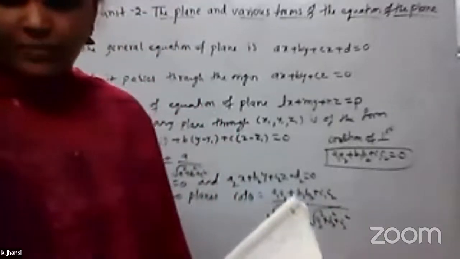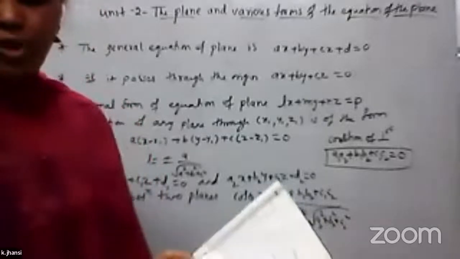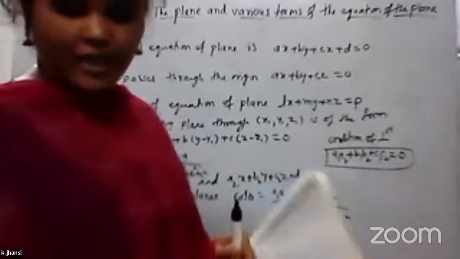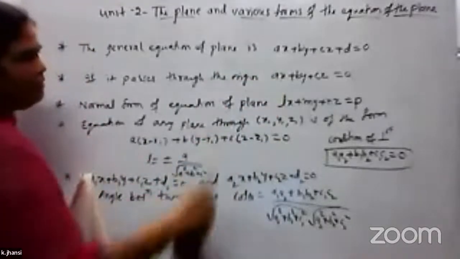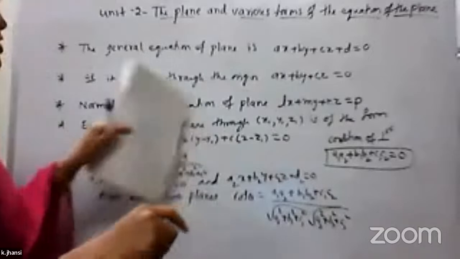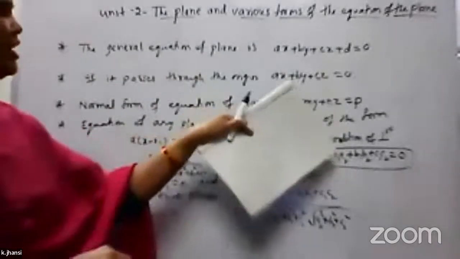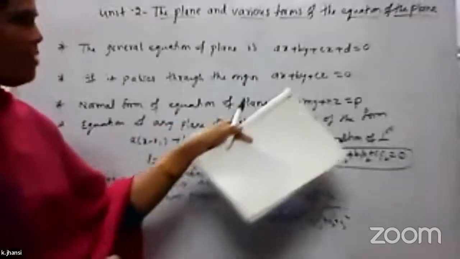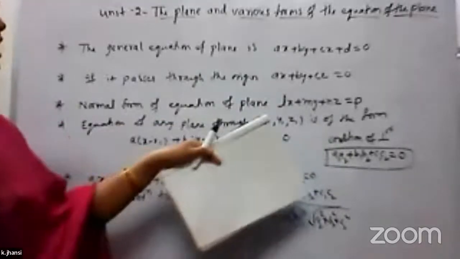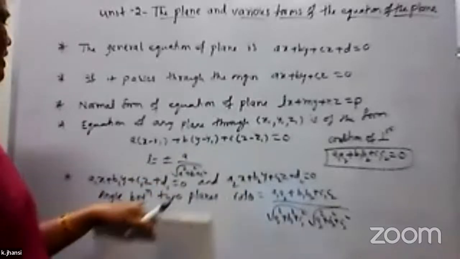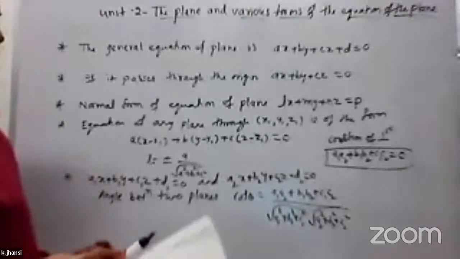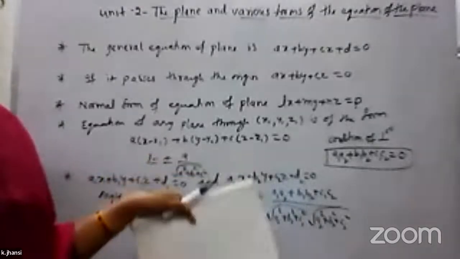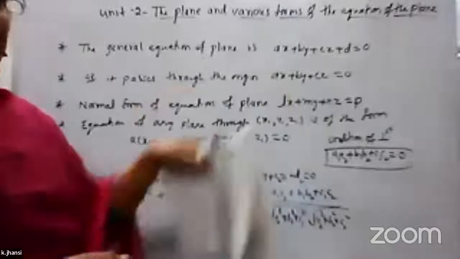If you see the check your progress, you have one problem. Find the angle between the planes 3x minus 4y plus 5z equals to. So based on all these, we'll see the problems. First one is the general equation we have. Second one is if it passes through the origin, what is the equation? Next, what is the normal form of the equation? Next, the equation of any plane passing through a point. And the third one is, if two planes are given, how to find the angle between them. And another one is conversion of the general form of the plane into normal form.